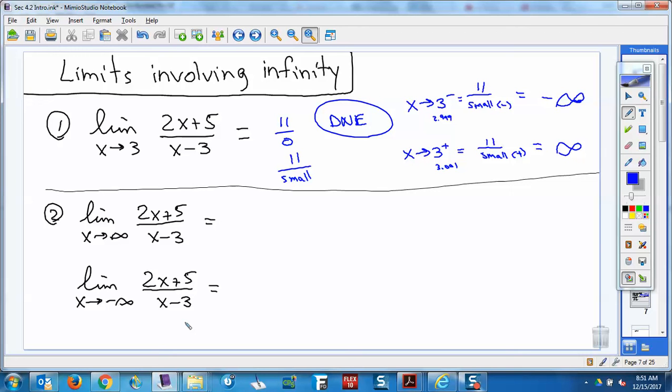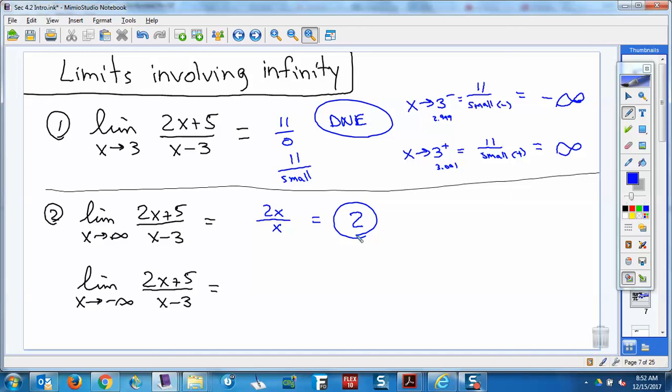Now, what about the 2? Is it important? Absolutely. You take 1 billion and double it, that's a big deal. So as x gets really big, the 5 becomes insignificant. What about the bottom? You have 1 billion, you lose $3? Big deal. The answer to that is going to be 2. If you graph that, you will see a horizontal asymptote of 2. The x's cancel. The 5 and the 3 are insignificant as x gets very large.